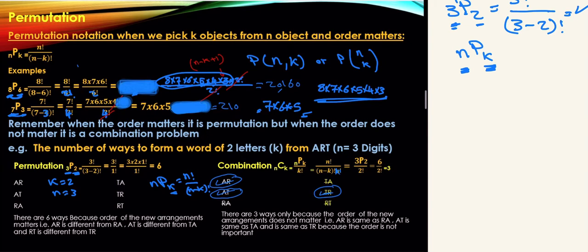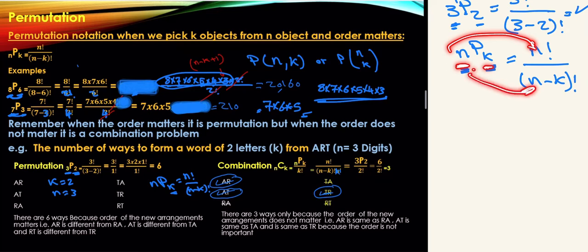So nPk equals n factorial divided by n minus k factorial. Easy, I'm just trying to make it easy for you to memorize. We take the first one and put it on top, and then this minus this on the bottom. This is the permutation. What about the combination?